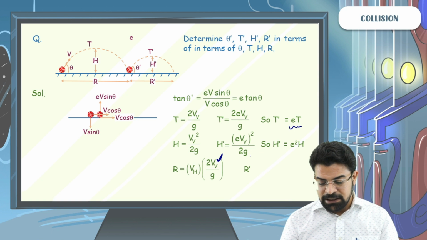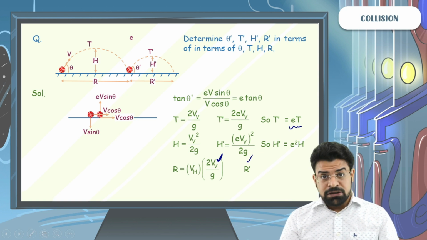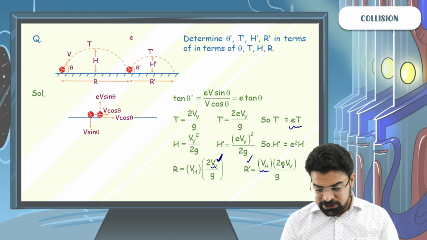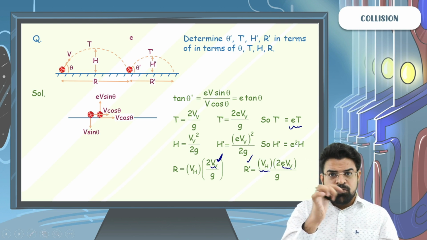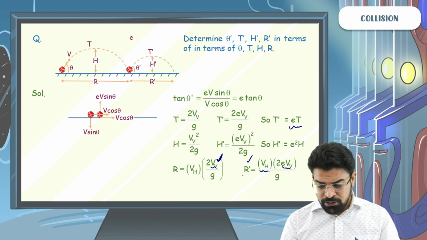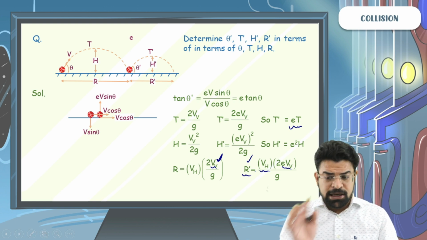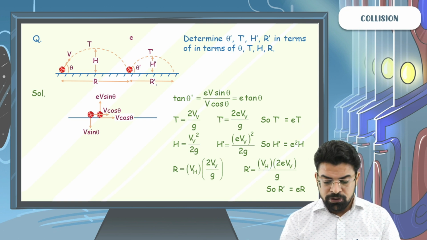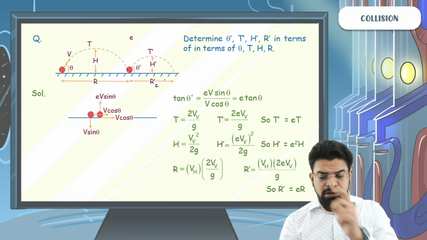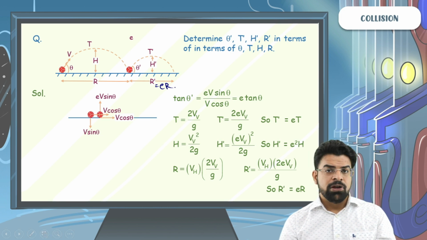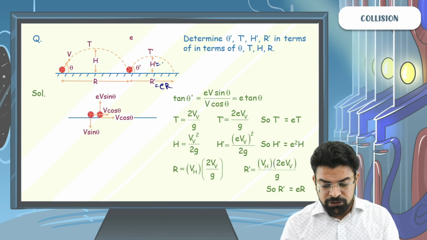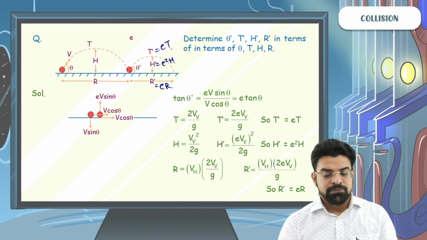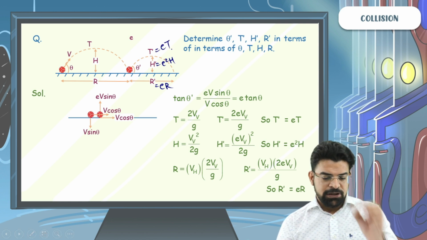So let's say the new range is r dash. That will be equal to the same horizontal velocity, but the vertical velocity becomes e times. So you get an extra term of e outside. So the range for the second projectile motion equals e times the original range. The range after the first collision will be e times the first range. The maximum height attained will be e square h. The time of flight will be et. Okay, remember these simple things.